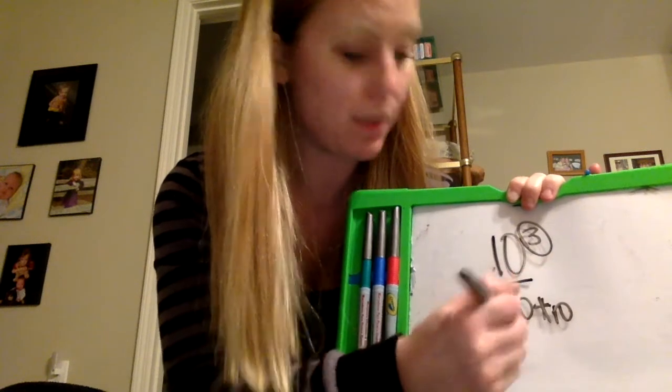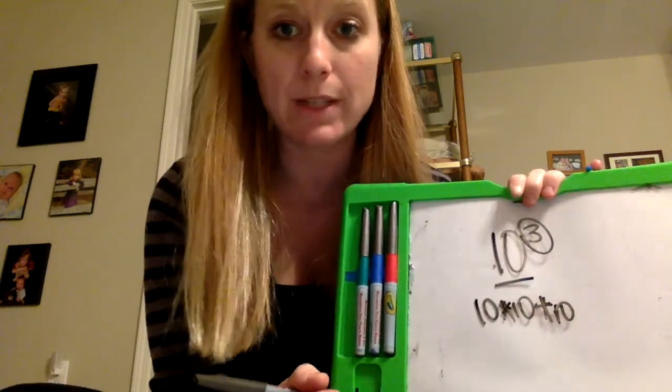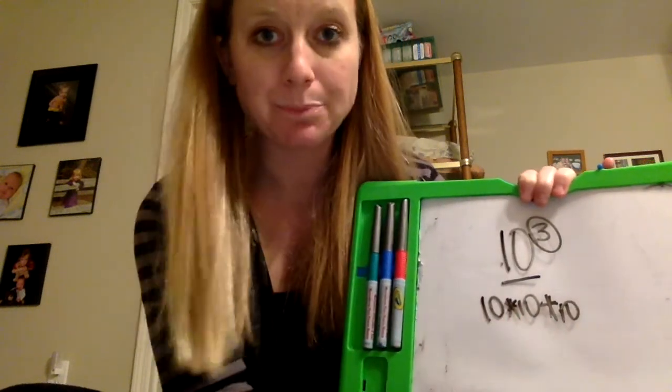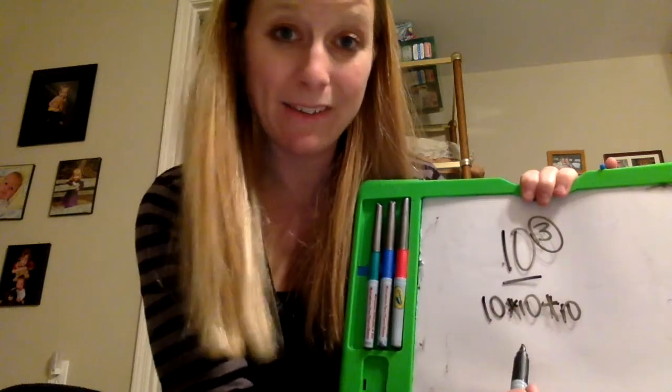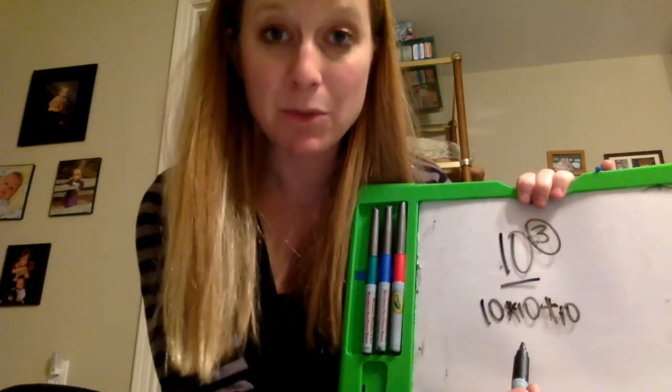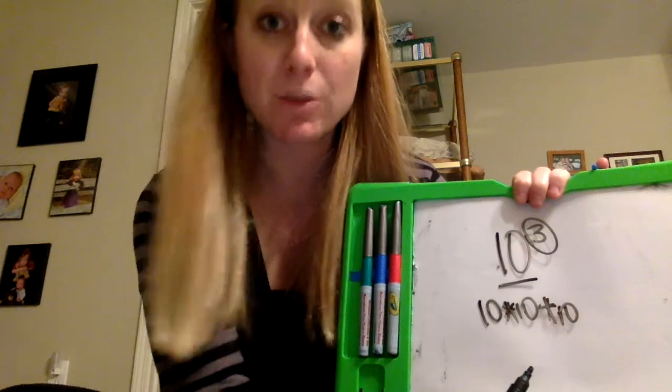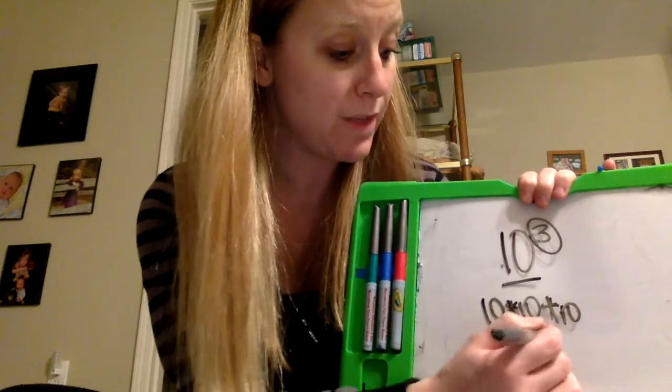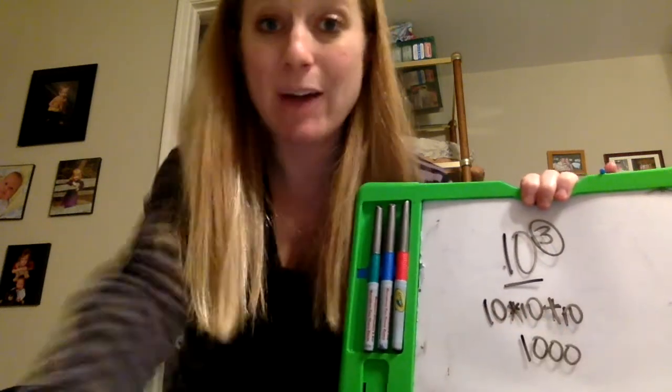And I know those look like pluses because I'm having a hard time writing sideways. 10 times 10 times 10. The only number I see down there is my base number. How many times do I see it? 3. That matches my exponent. So the value of this number is 1,000.